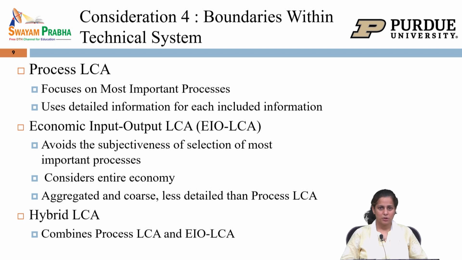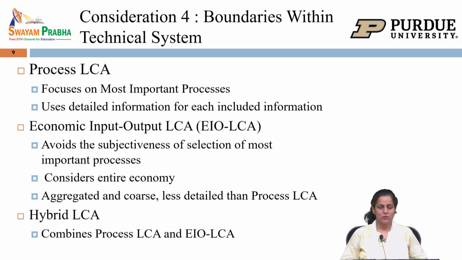The next one is economic input-output LCA. Since in process LCA we need to focus and select a few processes that are going to be within our system boundary for our study, that may leave out some of the important impacts. Hence, the subjectiveness of selection of the most important processes is overcome by considering the entire economy. In this aspect, the whole economy that is involved in the manufacturing of a product or a process is considered. Here, we rely on the macroeconomic input-output model, and this type of LCA is known as economic input-output LCA.